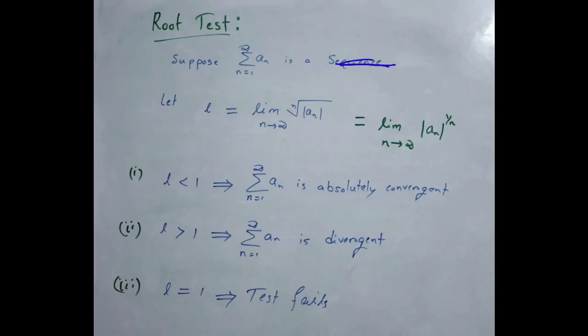Root test. Suppose a_n is a series, and let L equal the limit as n tends to infinity of the nth root of the modulus of a_n, or we can write it as the limit of the modulus of a_n to the power 1 by n. The first condition: if L is less than 1, the series is absolutely convergent, and if L is greater than 1, the series will be divergent. If L equals 1, then the test fails. The conditions are similar to the ratio test.